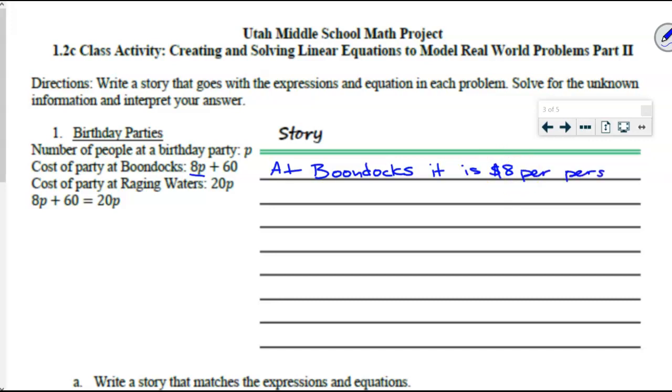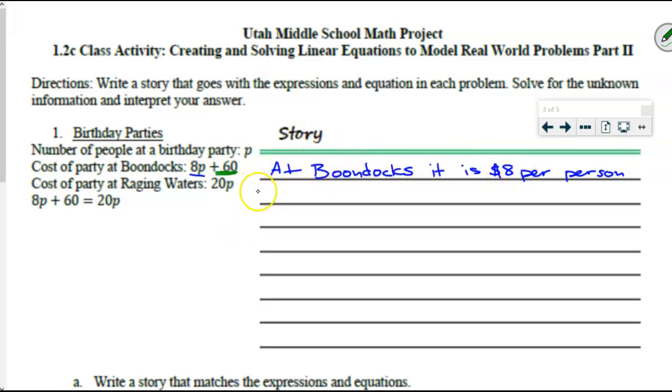But we haven't addressed this other part here. What is this extra plus 60? What does that represent? Porter. Yeah, it's an extra $60 that we have to pay. Why would we have to pay that? Probably because it's a fee. We have to reserve a party room. We have to pay for a party planner who's going to put some things together. But it's an extra $60 for some reason.